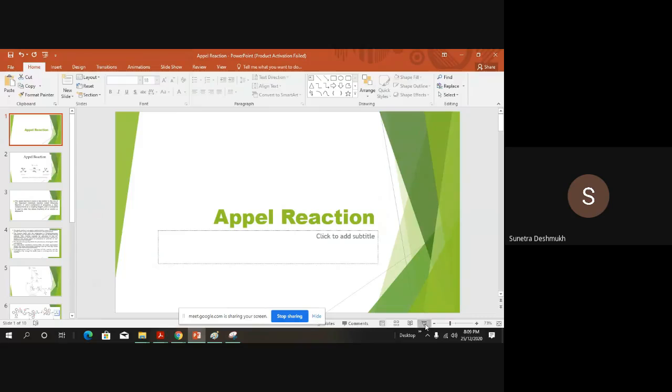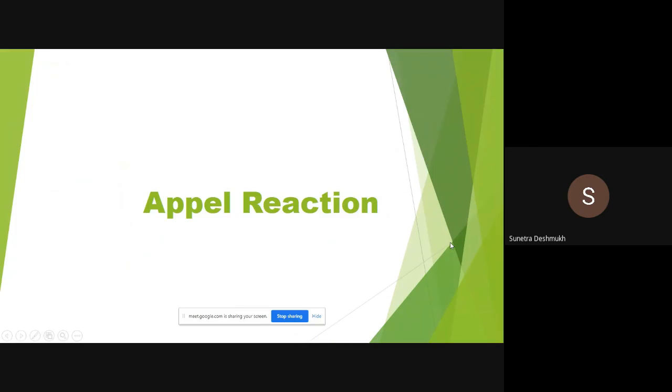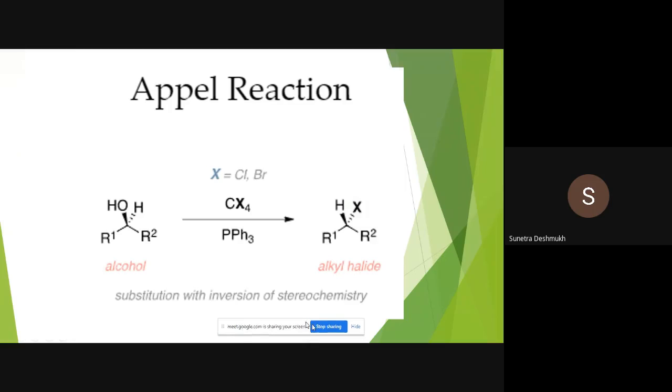Okay, so now the next reaction is the Appel reaction, in continuation with the previous one, the Baylis-Hillman or Morita-Baylis-Hillman reaction. We'll see one by one what the Appel reaction is. First, the Appel reaction is a very important reaction from a synthetic point of view.